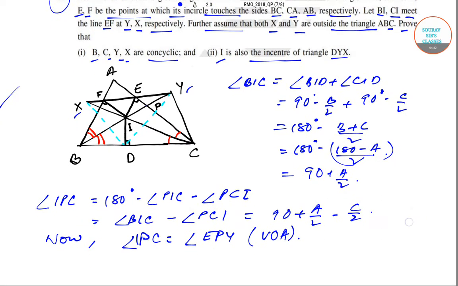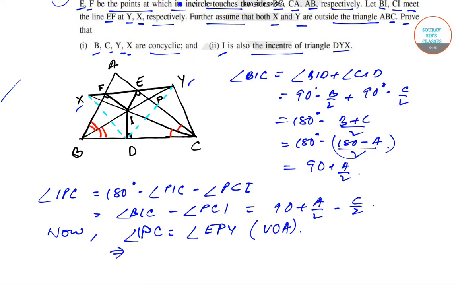So that implies that angle EPY is also equal to 90 plus A by 2 minus C by 2. Okay, so this is the structure that we are getting. So now we are trying to find out the value of the angle EYP. If this angle EYP is also equal to C by 2, then we can show that BCYX is concyclic. So that is our aim, what we are trying to accomplish.